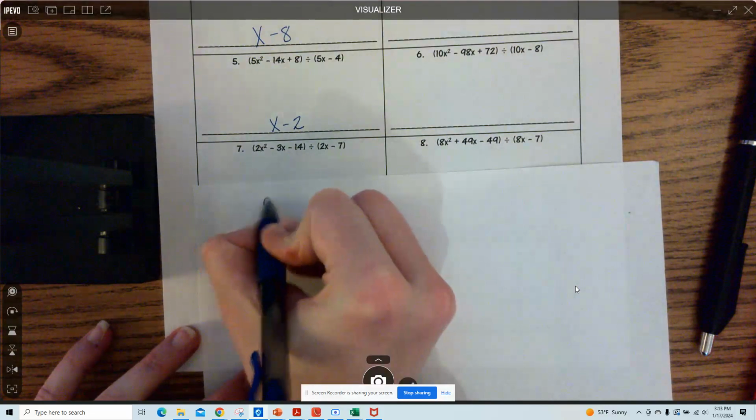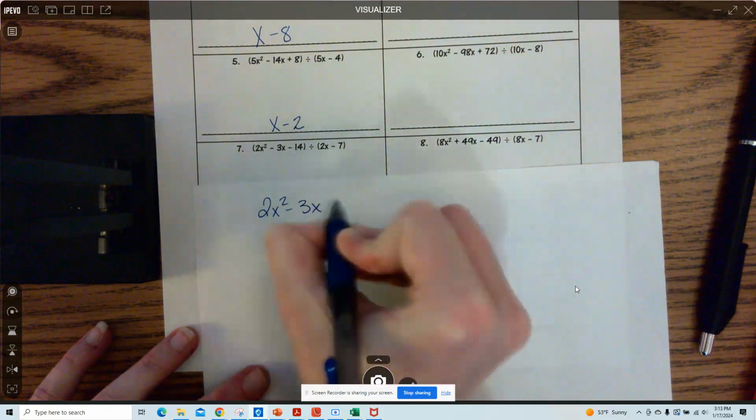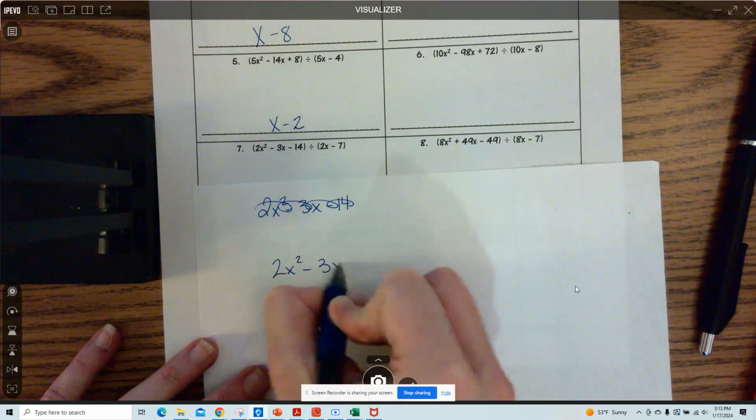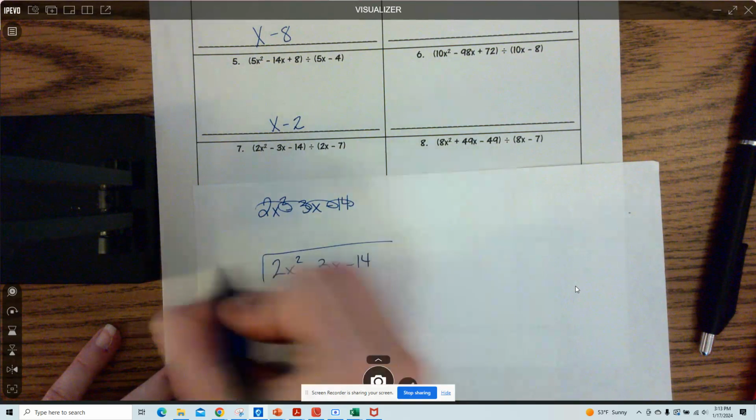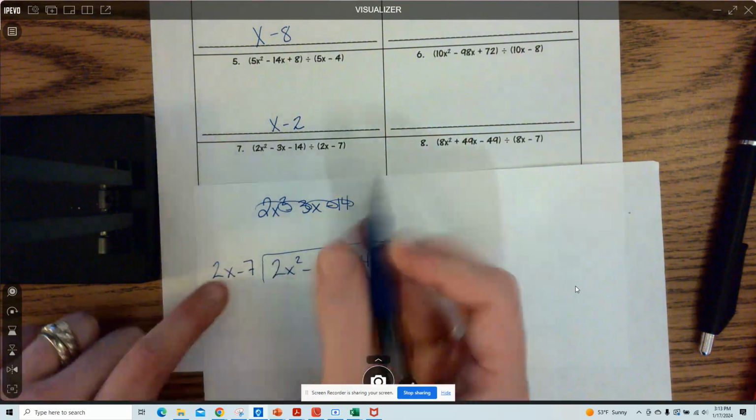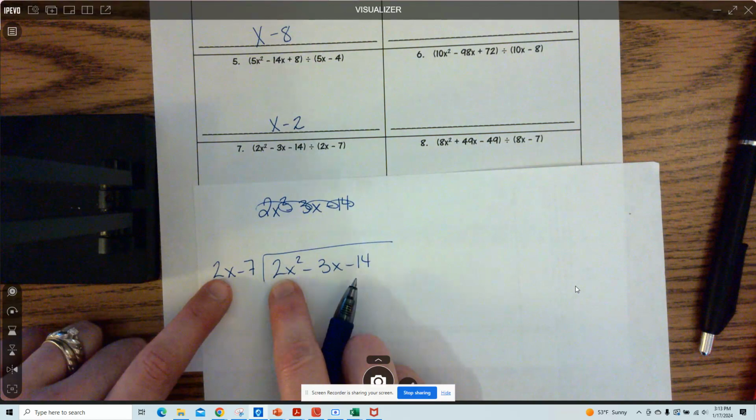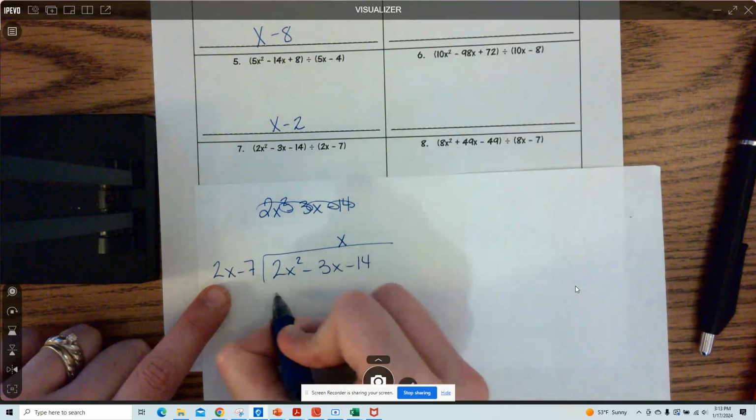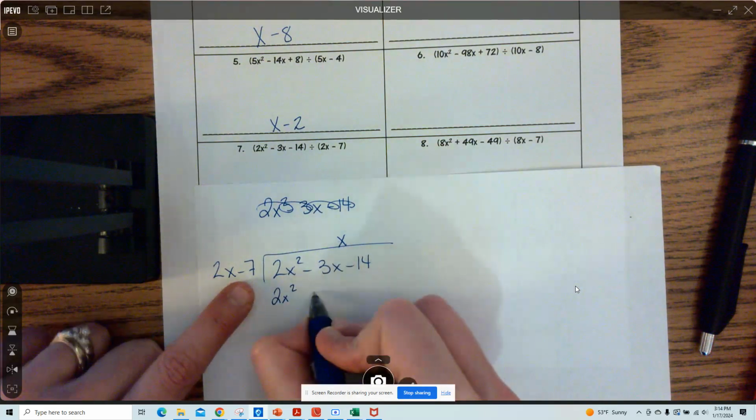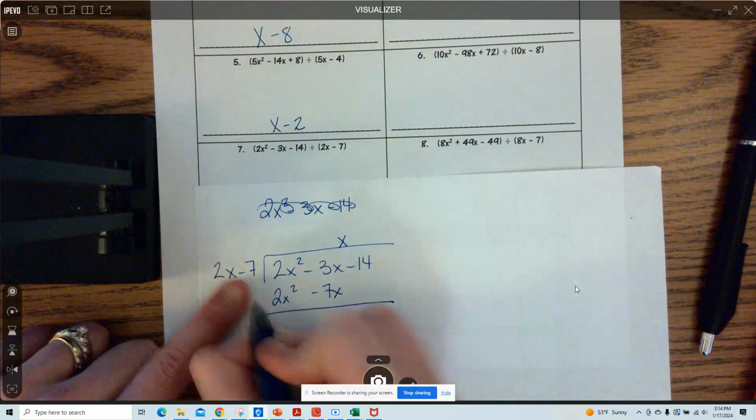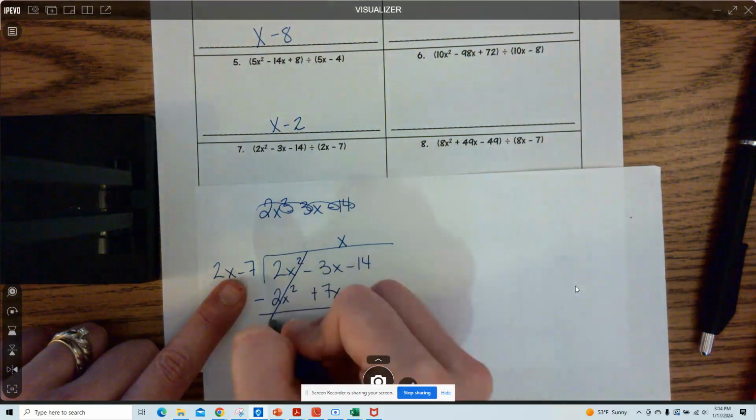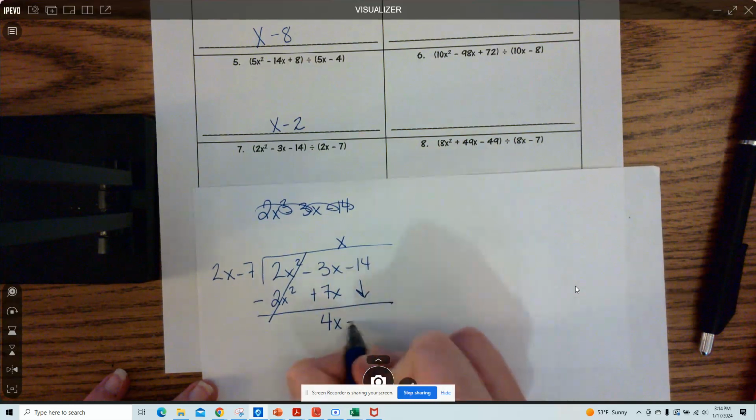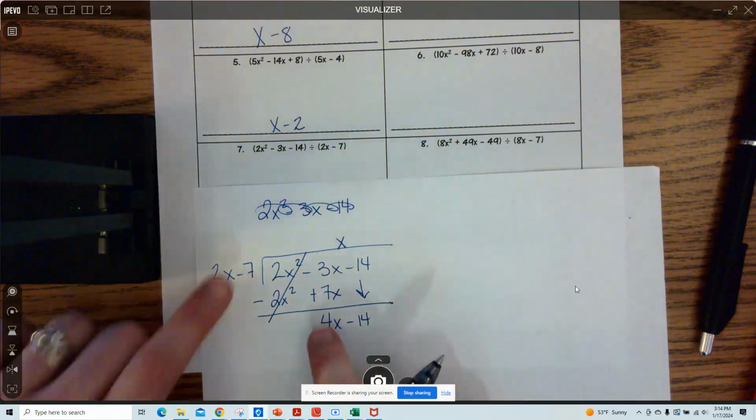So this next one, we've got 2x squared minus 3x minus 14 divided by 2x minus 7. So 2x times what gives me x squared? I've already got the 2, so I just need another x. 2x times x is 2x squared. -7 times x is -7x. Subtract by changing signs. -3x and +7x gives me a +4x. Bring the -14 down.